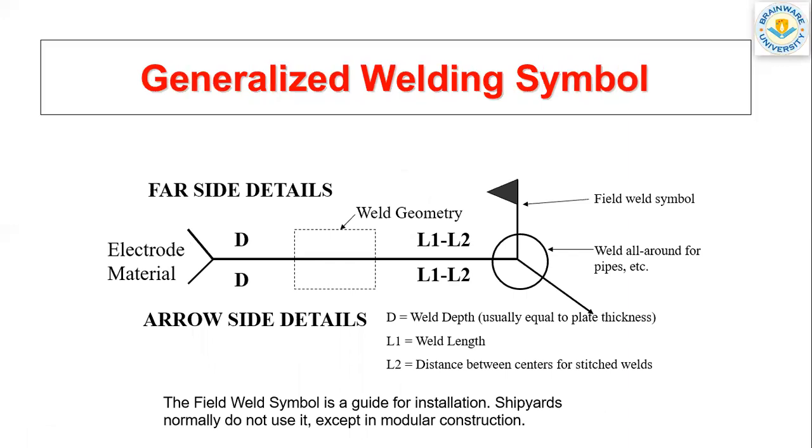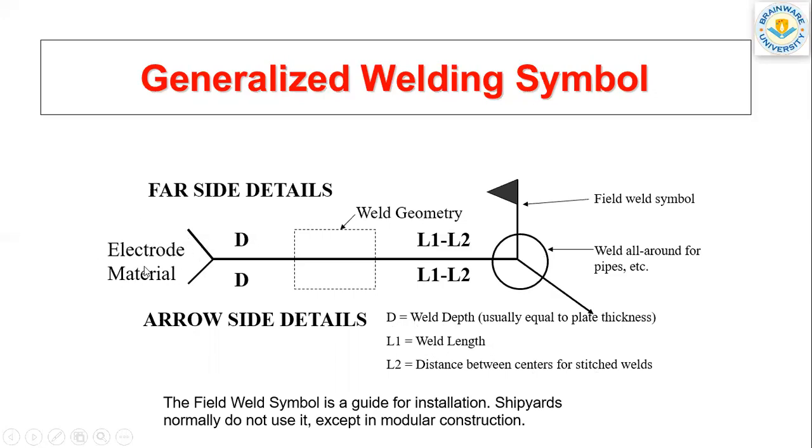This is the generalized welding symbol. Through this generalized symbol, we can define any type of welding. Now all the terms are written here. Please look at this. Capital D is shown here through this symbol. D is called the weld depth. L1 and L2 terms are there. L1 is the weld length, and L2 is the distance between the centers of the welds. This V portion is the electrode material.